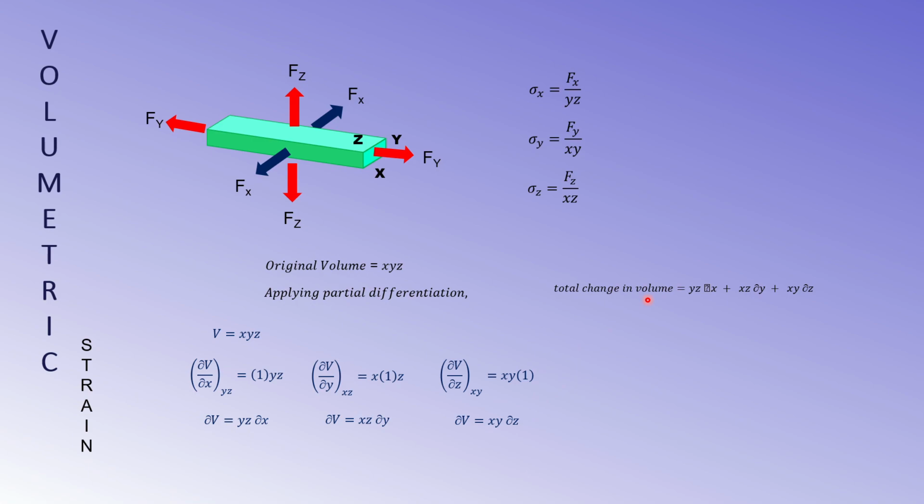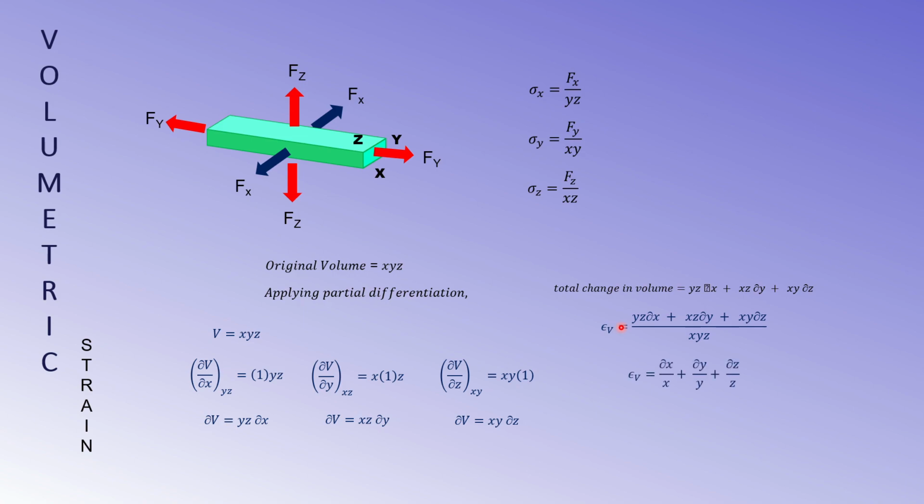If I want to find the volumetric strain, remember strain is always defined as changes over original. So when you say volumetric strain, you will have the change in volume over the original volume. So you put in your total change in volume, written here on top, and divide by the original volume here, so you get the volumetric strain.